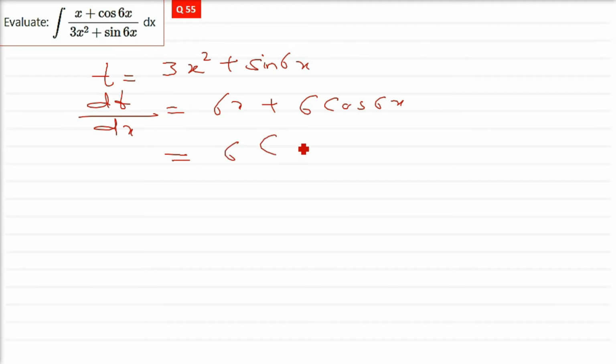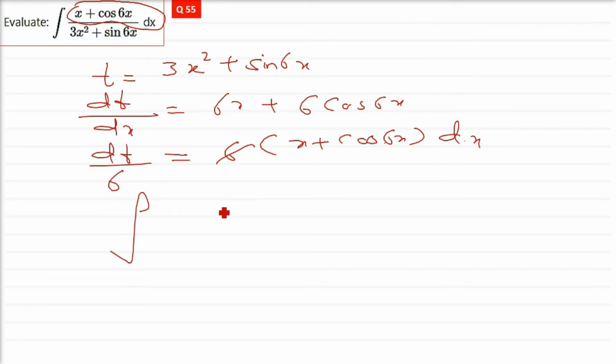So 6x plus 6 cos 6x, let's take 6 common. When you take 6 common, x plus cos 6x will come. Let's take 6 in the denominator. So what you see on the right is actually the numerator which we wanted. So x plus cos 6x dx is the numerator. So you can just write dt by 6 in this case. 1 by 6 can be brought in front of the integration sign. The denominator is t.